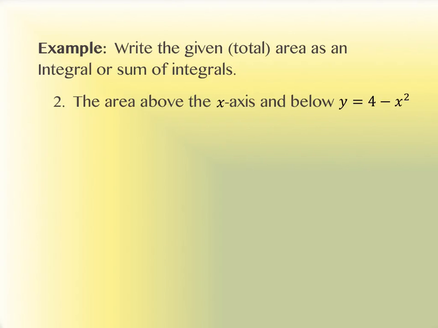All right, number 2 wants us to write the given total area as an integral or sum of integrals. So it says we want the area above the x-axis and below the graph of y equals 4 minus x squared. So in order to do this, we've got to graph it. I mean, that's the only way we're going to get the image that they're describing. What does this graph look like? An upside down parabola.